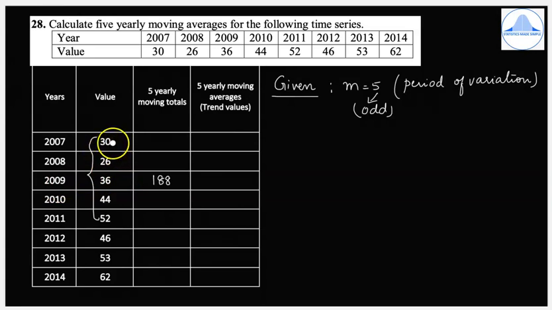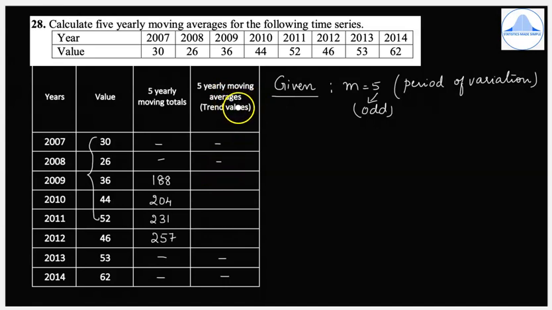Next is you leave out the value 30 and add the next 5 values, that is 26, 36, 44, 52 and 46. So if you do that, the next total you get is 204. So proceed in a similar manner. Next you have to leave out the first 2 values and add the next 5 values, and you will get the total as 231. Similarly, the last one you will get 257. Now observe that whenever we calculate the 5-yearly moving averages, the first 2 and the last 2 totals will be missing. Or you'll see that in the last column, the first 2 and the last 2 trend values also will be missing. So now to calculate 5-yearly moving averages.